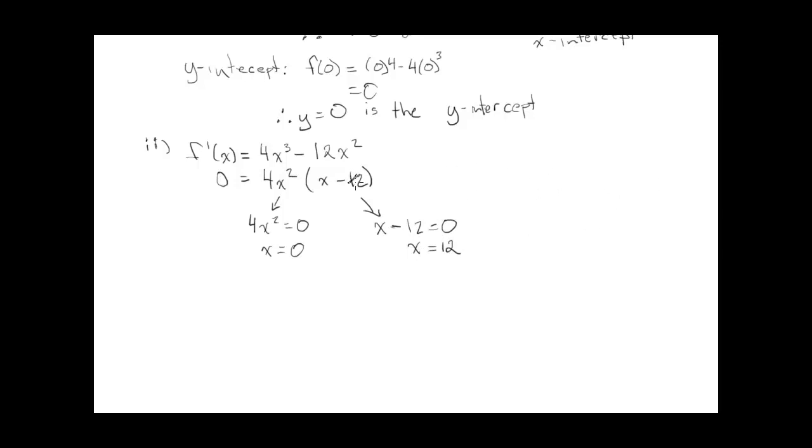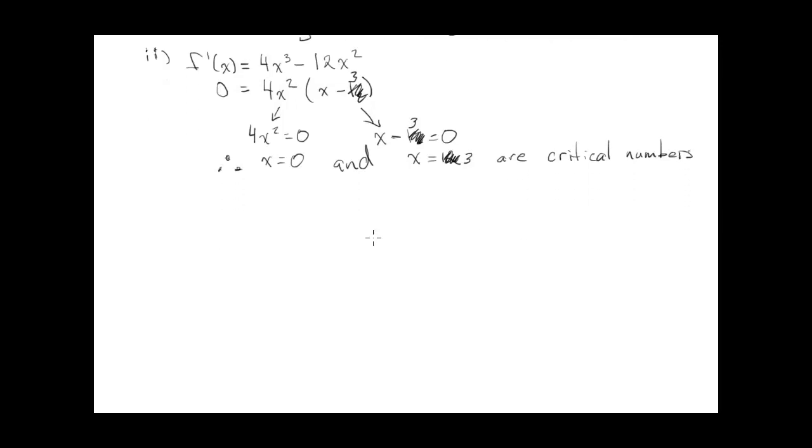Oh, sorry. This was a 3. So it'd be a 3. So x is equal to 3. So these are critical numbers. So therefore x equals 0 and x equals 3 are critical numbers. So to figure out the intervals of increase and decrease, we will do our first derivative test.